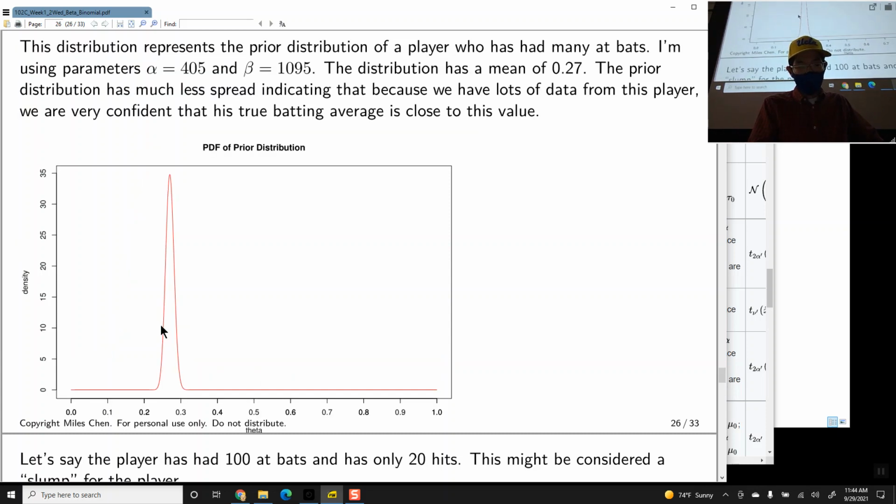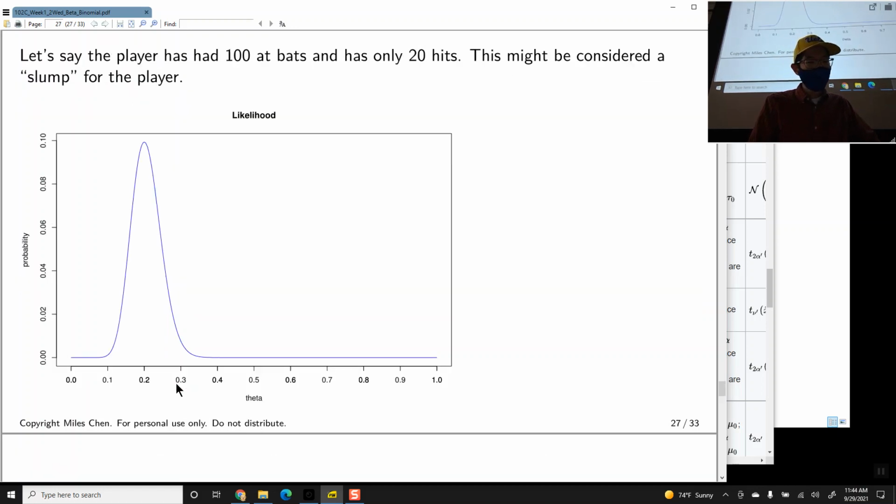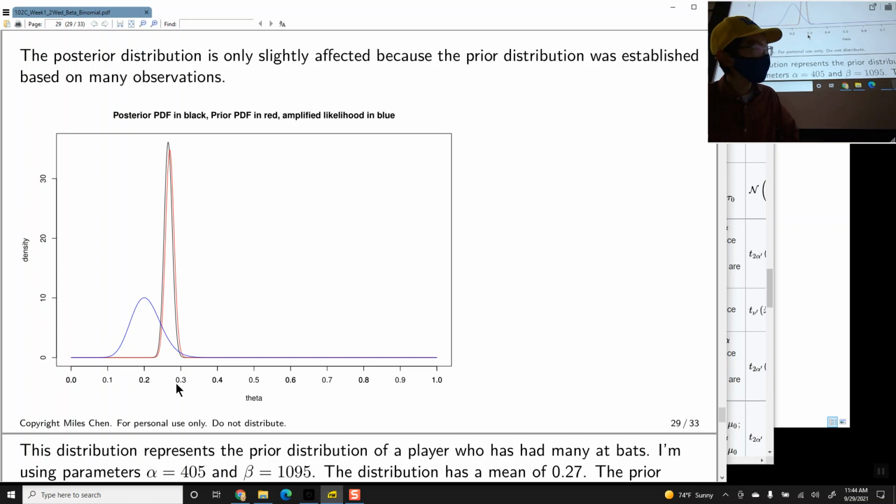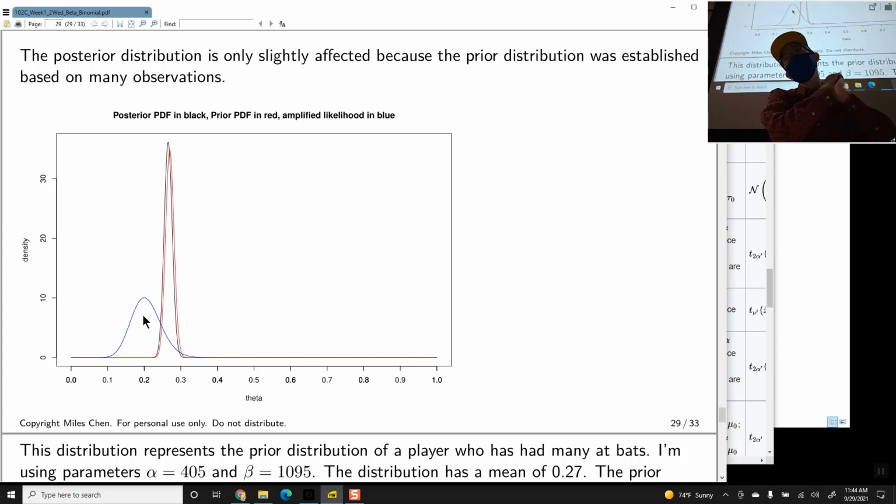So here, prior, we're confident that something around 0.27. Here, our data says, maybe it's a little bit lower, the data comes in, the batting average is 0.2 in our likelihood. And so the posterior distribution is shifted a little bit, okay? And this is the result, okay? Here's the prior in red. Here's the likelihood of 100 at-bats. And the posterior is just shifted ever so slightly, okay?